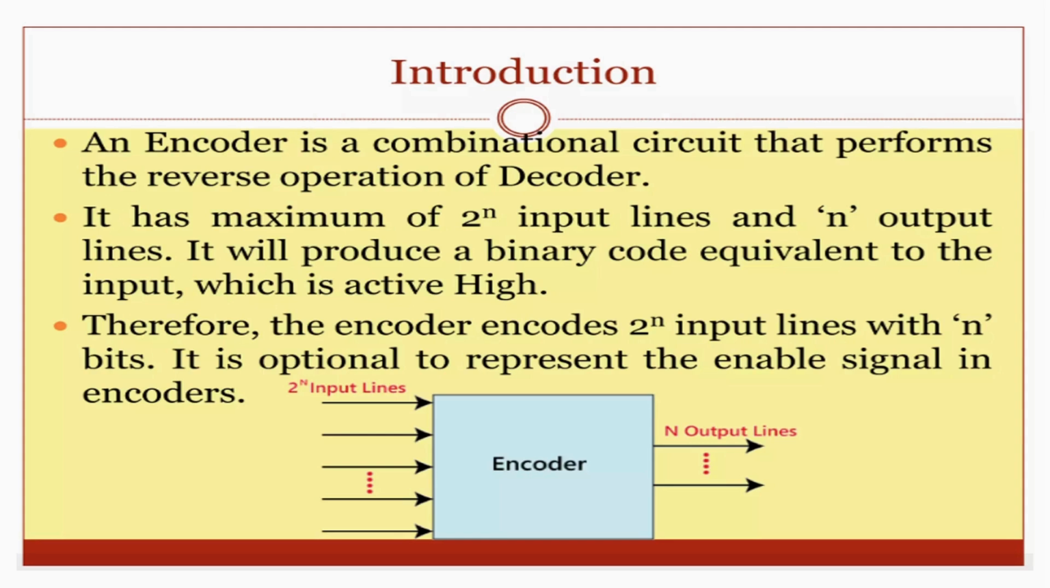So here we can see a block diagram of an encoder. If we give 2 power n input lines, we will get n output lines. Here we gave 4 inputs, and we're getting 2 outputs. Like this, if we give 8 inputs, we will get 3 outputs, and if we give 16 inputs, we will get 4 outputs. So the general relation is, if we give 2 power n input lines, we will get n output lines.